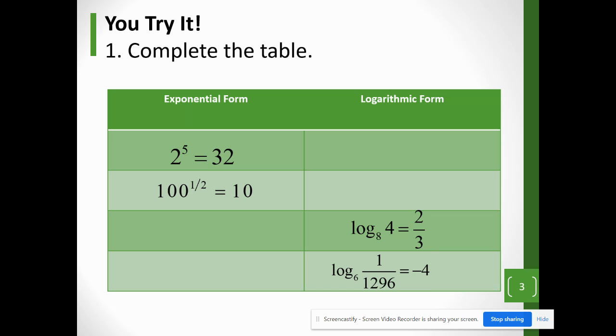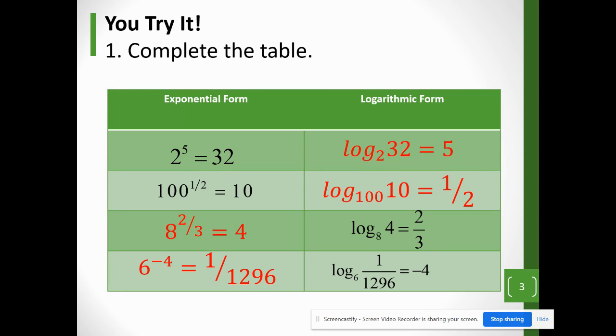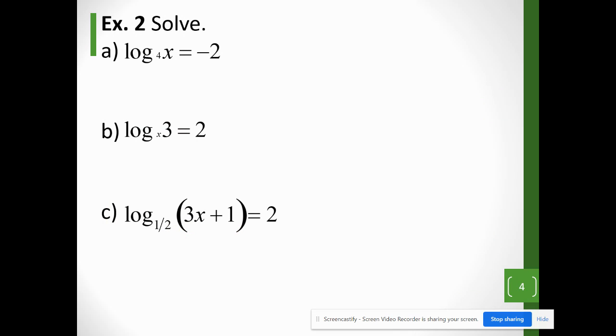Now, this is for you to try some at home. I gave you exponential form; I want it in logarithm form. I also give it to you in logarithm form; I want it in exponential form. And that is basically what you will be getting. Now, let's actually solve for them. We're going to learn how to solve these.